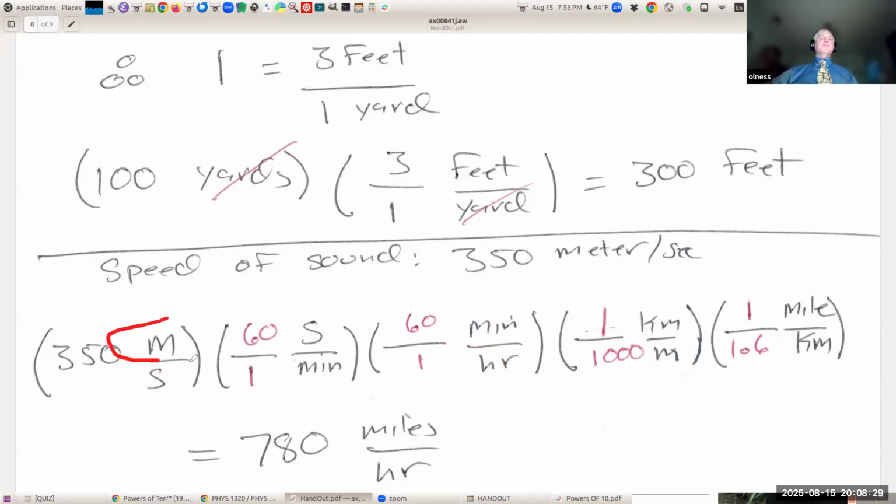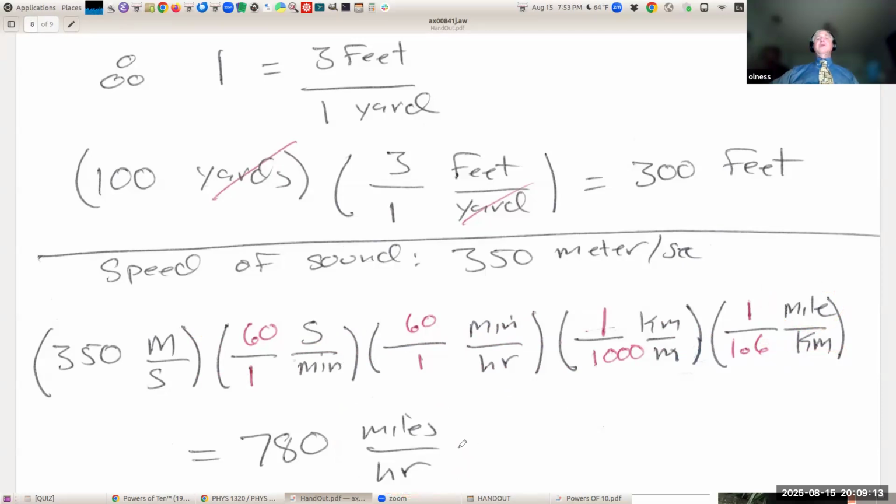Now, what about the meters? Well, I don't remember how many meters are in a mile, but I do know how many meters are in a kilometer. Okay, so meters cancels here, and that gets me to kilometers. And then I do know how many kilometers are in a mile. So this meter cancels with this meter, this kilometer cancels with this, and I'm left with miles. Okay. And so even before I put the numbers in, I put in the units, and that tells me this cancels, hours downstairs, this cancels, miles upstairs, and that gives me miles per hour.